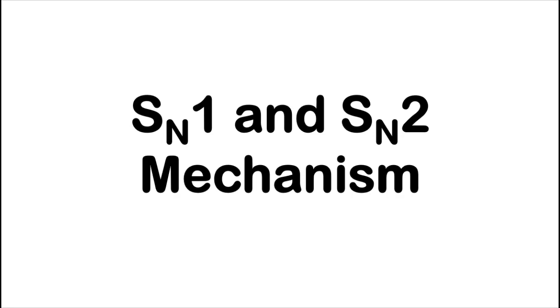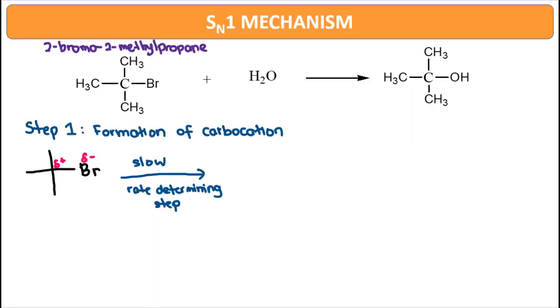There are two types of nucleophilic substitution mechanism depending on the structure of the haloalkanes. They are known as SN1 and SN2 mechanism. The letter S here is the abbreviation for substitution, while the letter N is the abbreviation for nucleophilic. The number 1 denotes a first-order unimolecular reaction, while the number 2 denotes a second-order bimolecular reaction.